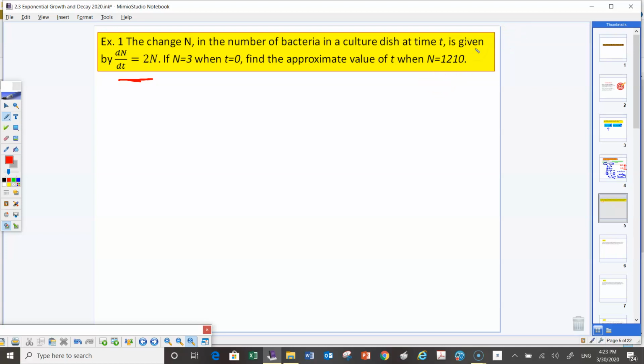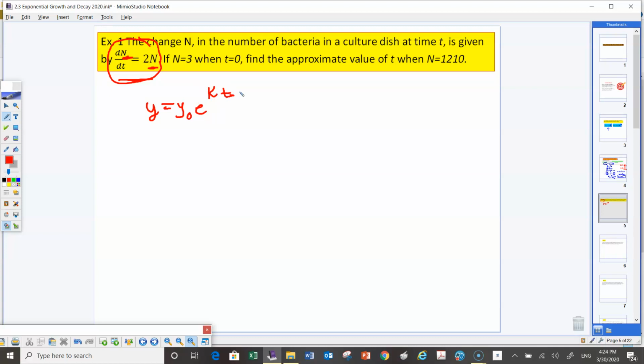Well, there's a couple ways we could do this problem. We could take the original differential equation and we could separate the variables, use our initial condition, and develop our equation. But by looking at the differential equation right away and seeing that n here is the same as here, and this is changing with respect to time, this is the differential equation for an equation of this form.